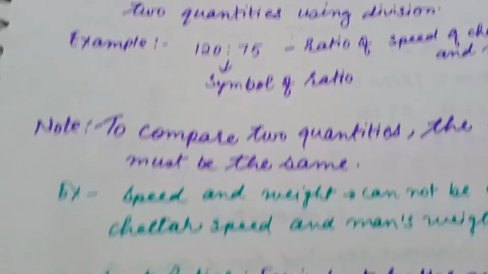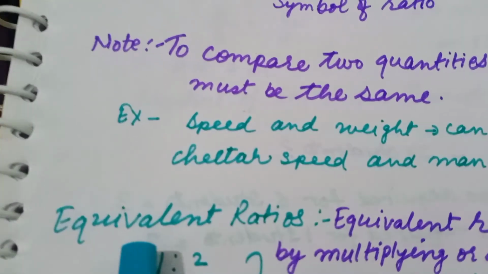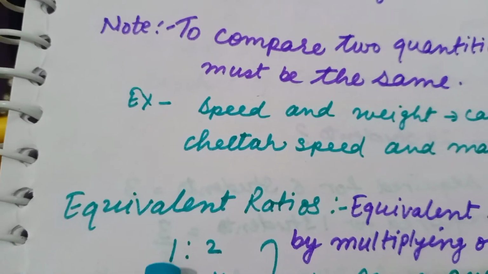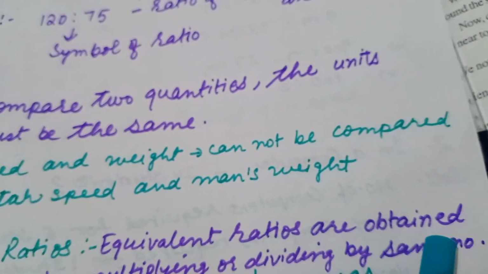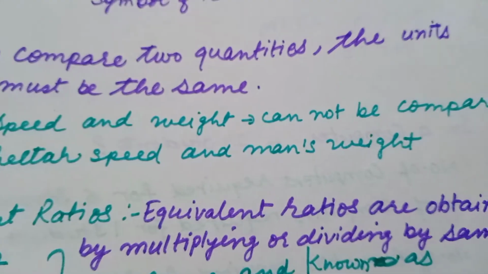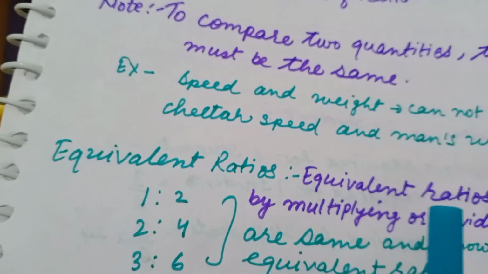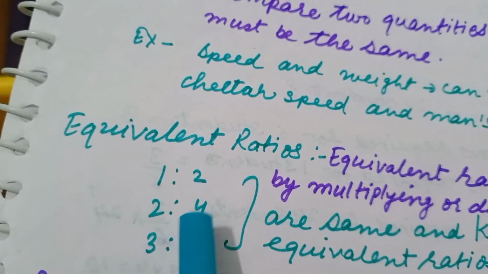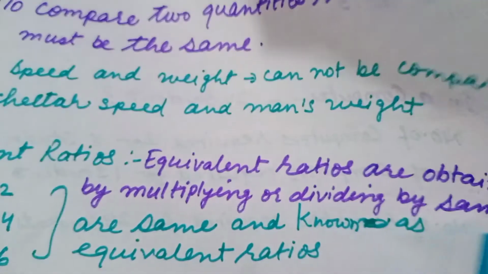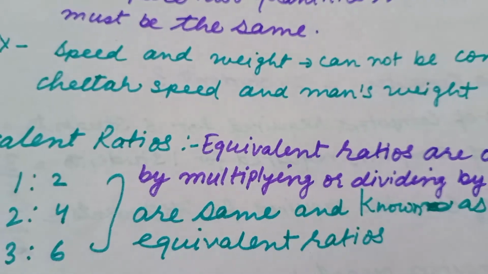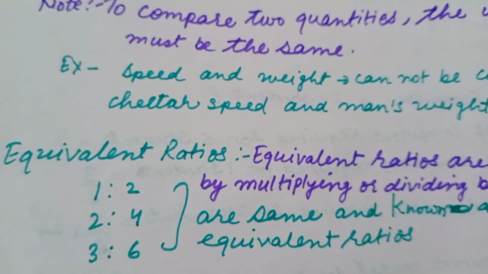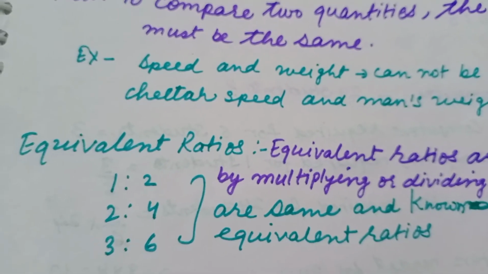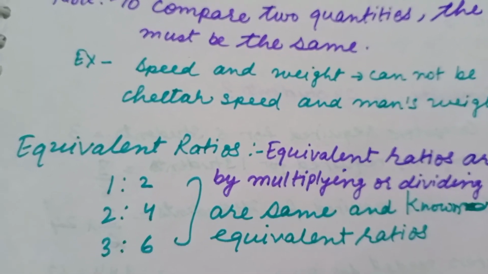So next is equivalent ratios. You all know the meaning of equivalent. Equivalent means having the same value. Equivalent ratios are obtained by multiplying or dividing by the same number. For example, 1 ratio 2, 2 ratio 4, 3 ratio 6, they all are known as equivalent ratios. I hope it is clear to you. You all know in fractions also we have done how to find equivalent fractions. Here we will learn how to find equivalent ratios.